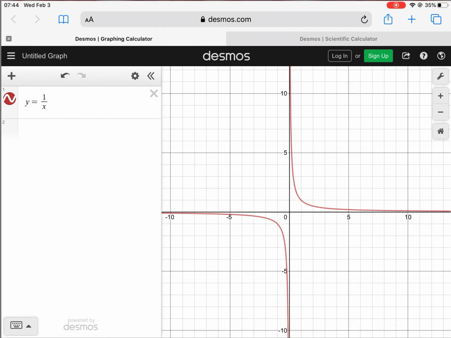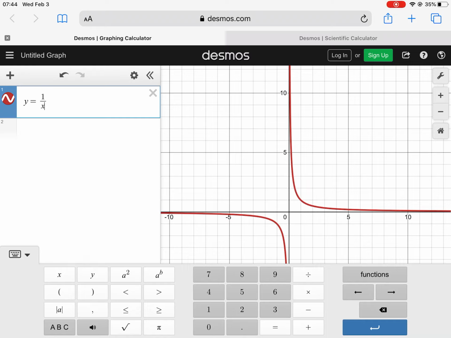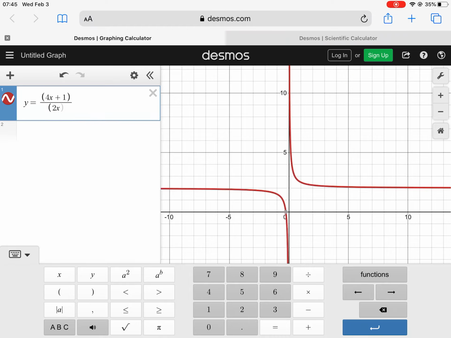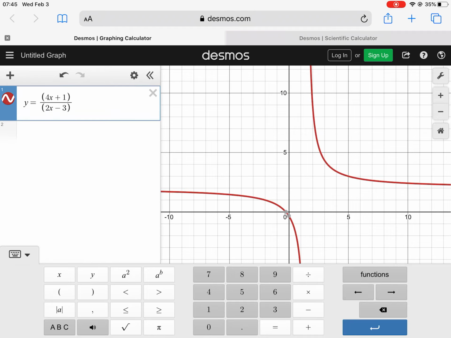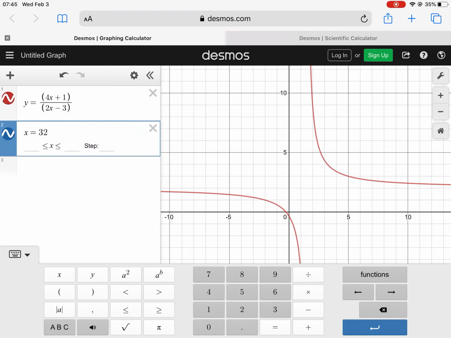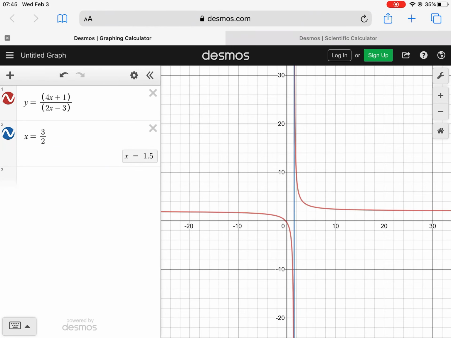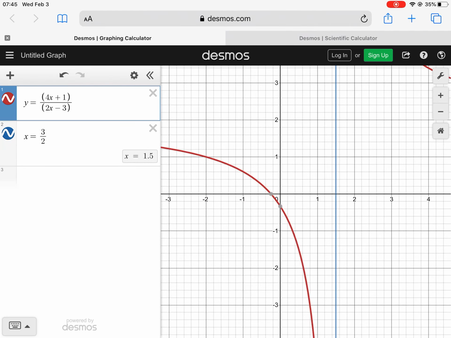So to finish with, let's go ahead and graph this function, just so we can check our work to see if we did it right. So I'm going to go ahead and do 4x plus 1. Notice I'm putting parentheses. If you don't put parentheses, Desmos won't like you. And then 2x minus 3. So here's my graph. If I do x equals 3 over 2, we got the vertical asymptote right.